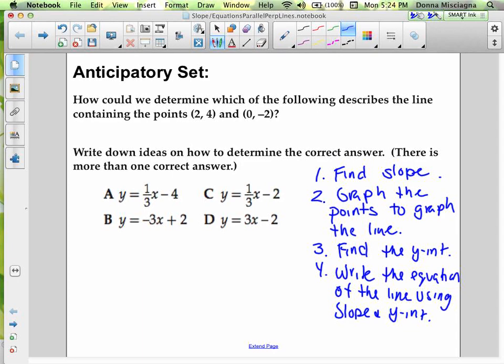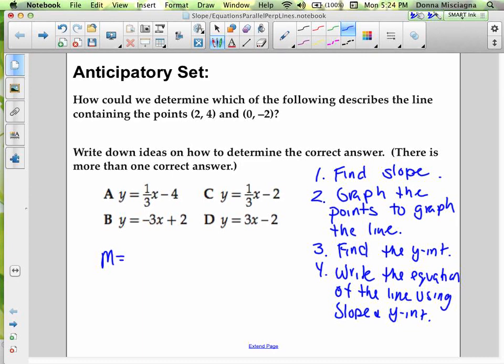All right, so I'm not going to graph the points to graph the line on this particular problem because I don't have a coordinate plane up here. So I'm going to choose a different way. I think I'm going to find the slope. All right, so to find the slope, and that's actually what we're going to be working on.